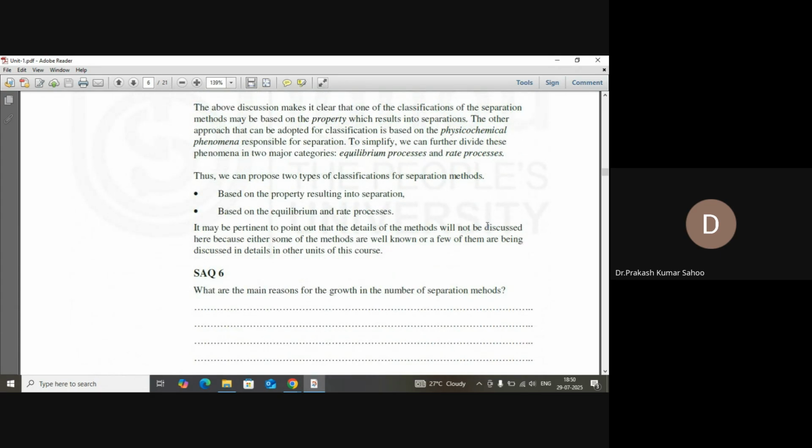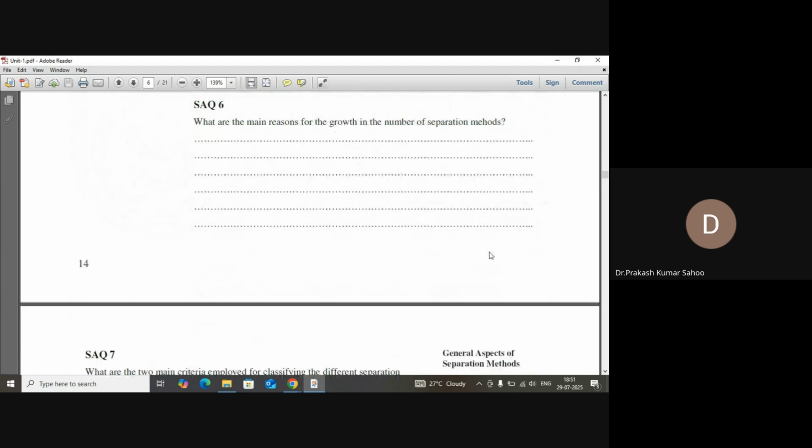If an equilibrium process or a rate process is there, this depends on the kinetic part. The rate at which the separation will be done depends upon the type of component present in a mixture. So the separation is based on equilibrium or rate processes.